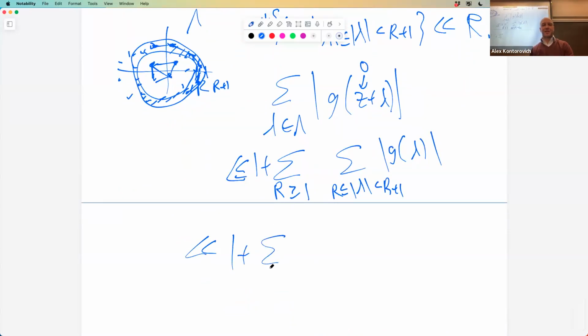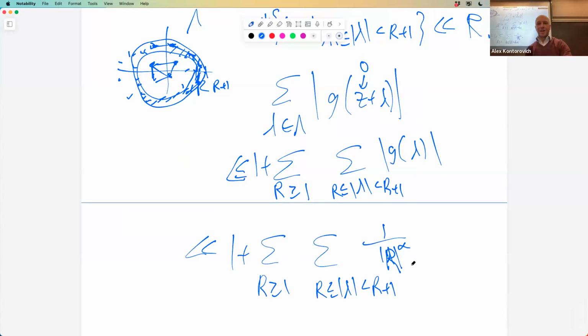There's this constant. There's R greater than 1. There's a sum over these lambdas in the annulus. G is bounded by, let's say, a constant over lambda to the alpha. But lambda is of size R. So I could call this R to the alpha. You agree with that? Okay, so there's an R to the alpha, and how many lambdas are there in this range?